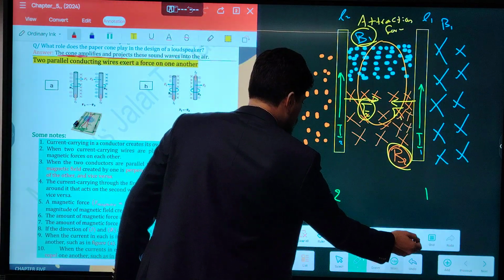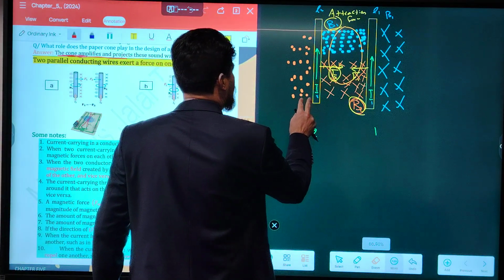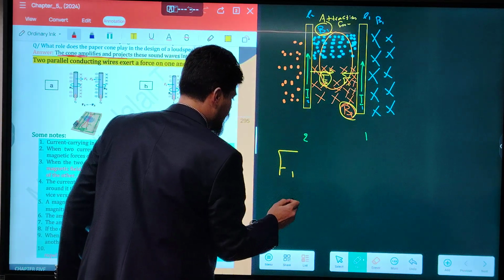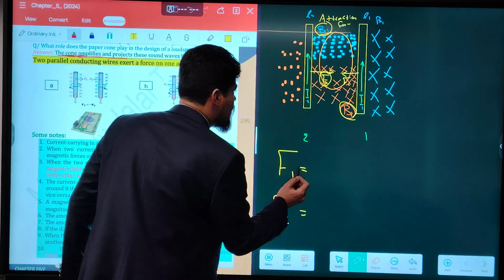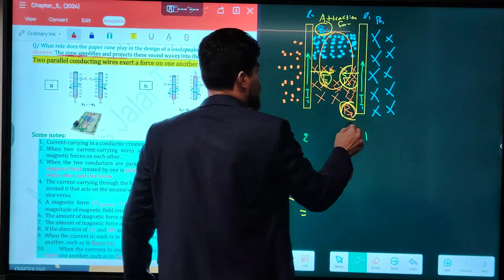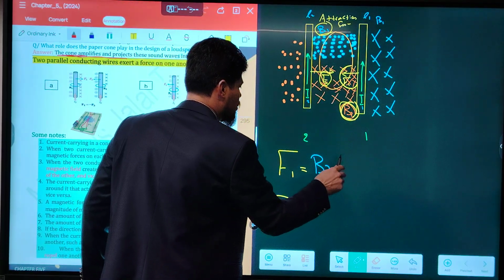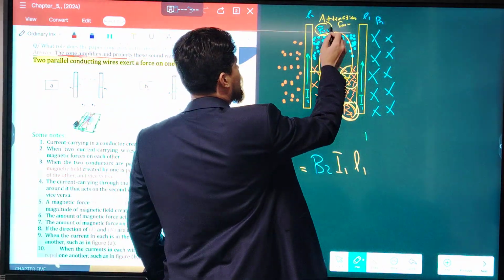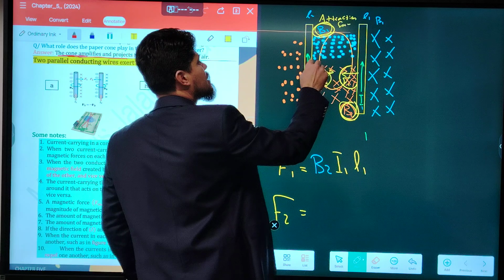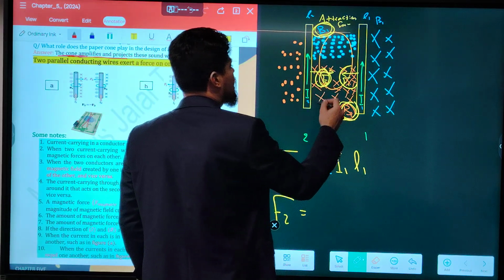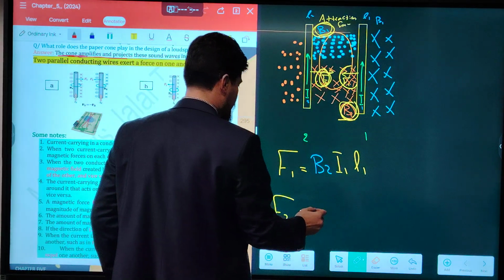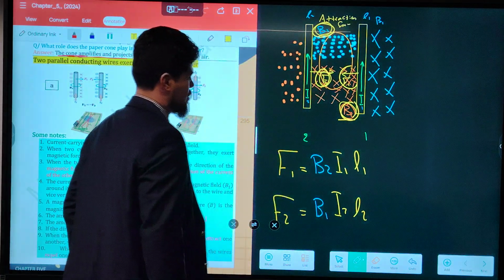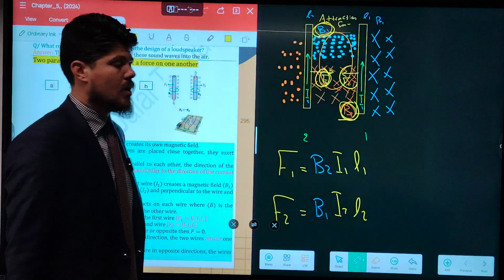Okay? So how can you write the equation for both magnetic forces, F1 and F2? Guys, look. This is F1 and this is F2. F1 resulted from what? From B2. It becomes B2 I1 L1. How about F2? F2 resulted from B1. B1 becomes the external field for I2, and B2 becomes the external field for I1. F2 equals B1 I2 L2. So in this way, you can determine the force on each of the wires.